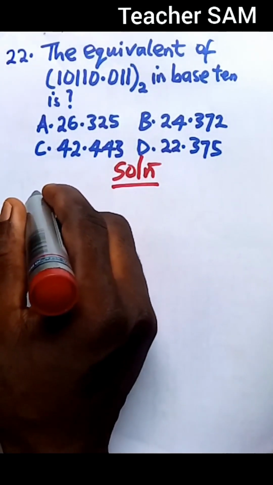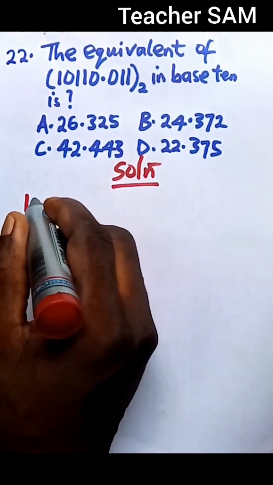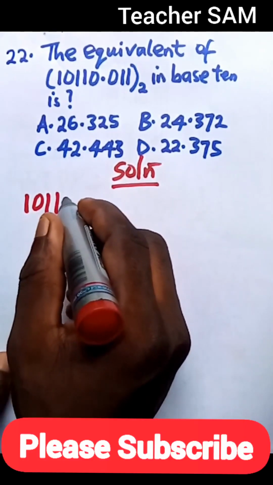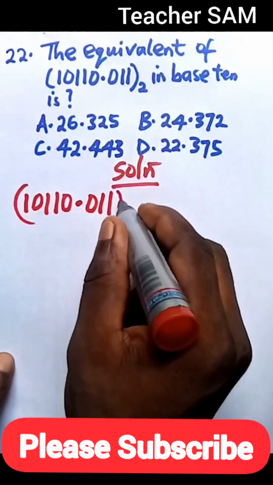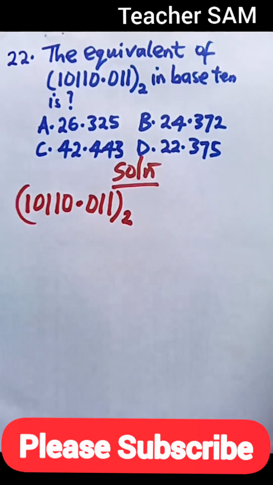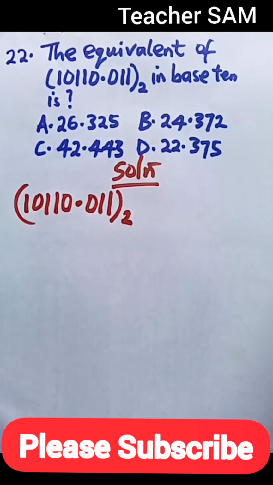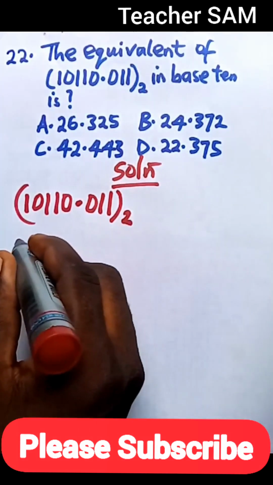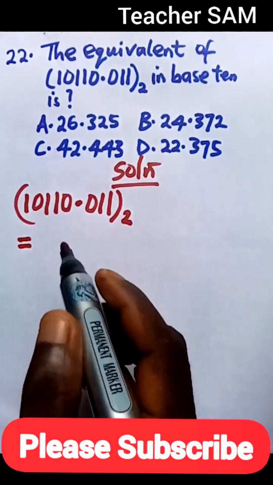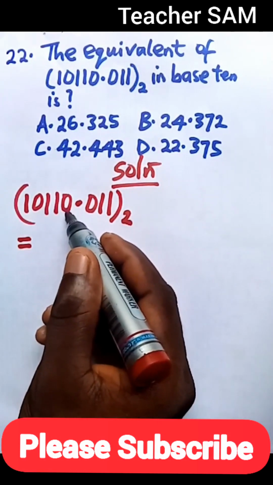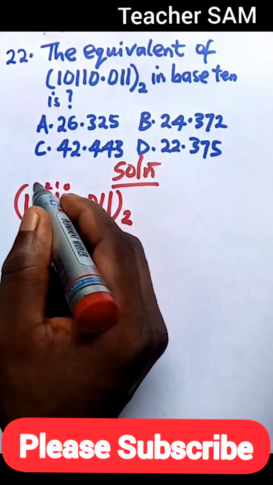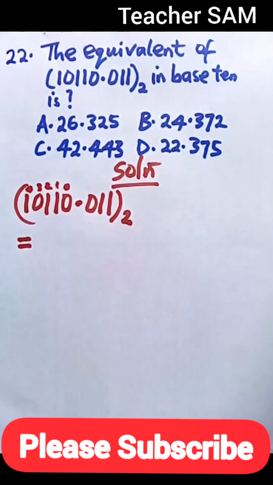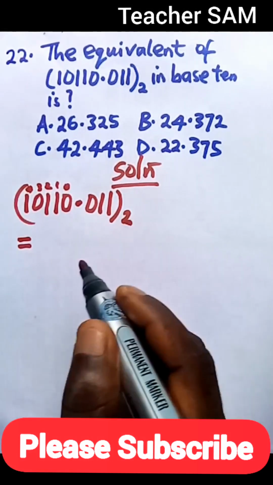Now we are given 10110.011 in base 2 to take it to base 10. So we are going to take this to base 10. Now, how do we do that? Equals to, now from here to here is the whole number part. So we have 0, 1, 2, 3, 4 as what we are going to use to multiply by the base 2. So I'm going to use the expansion method for this.